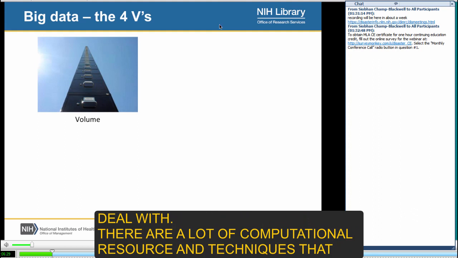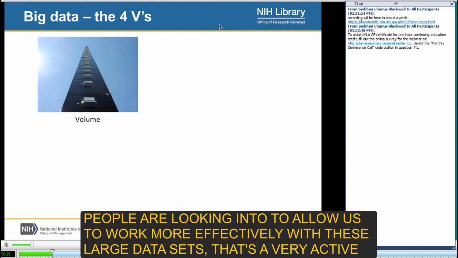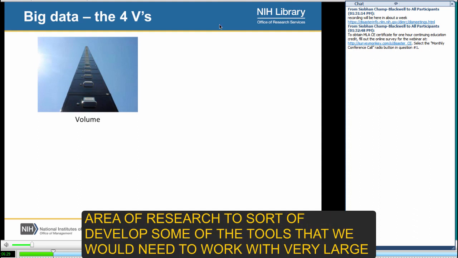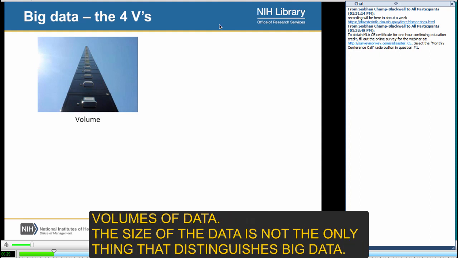So there are a lot of new computational resources and techniques that people are looking into to allow us to work more effectively with these large data sets. That's a very active area of research to develop some of the tools that we would need to work with very large volumes of data.